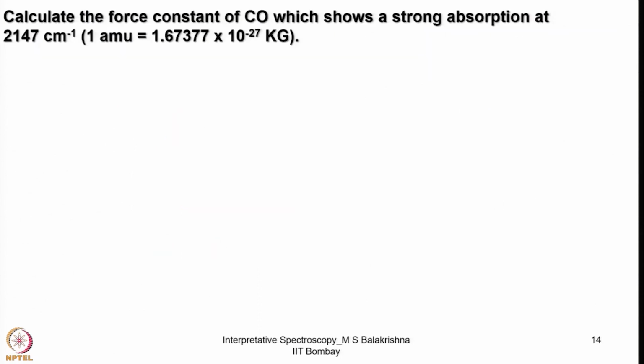So now another example. Calculate the force constant of CO, which shows a strong absorption at 2147 centimeter minus 1. Here one can also do the calculation by considering the previous equation, just to make you familiar with all the methods.